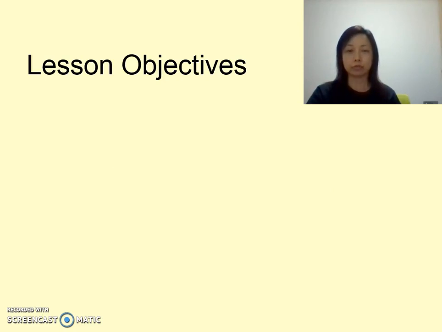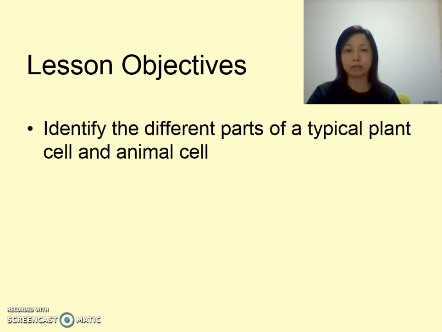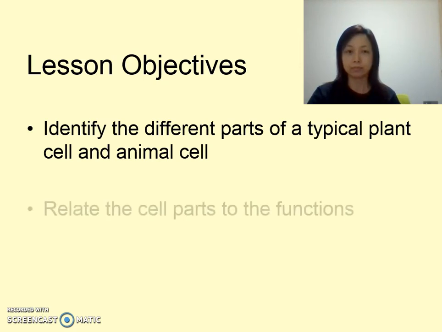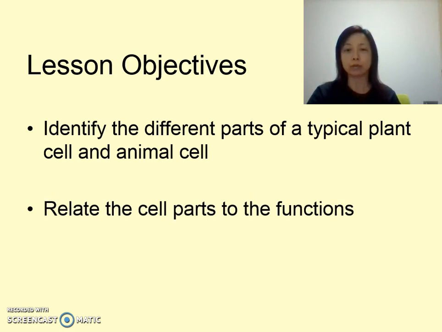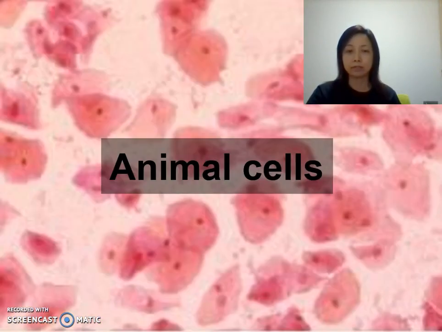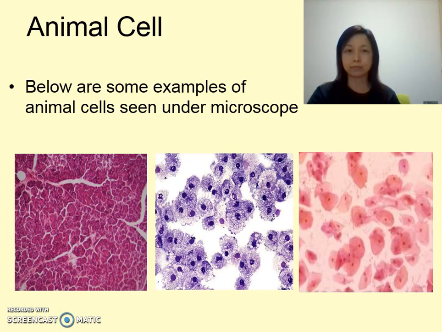For this flipped classroom, by the end of the lesson, you should be able to identify the different parts of a typical plant cell and a typical animal cell, and also to relate the cell parts to their functions. First of all, let's look at animal cells. When seen under the microscope, these are what some of them look like.